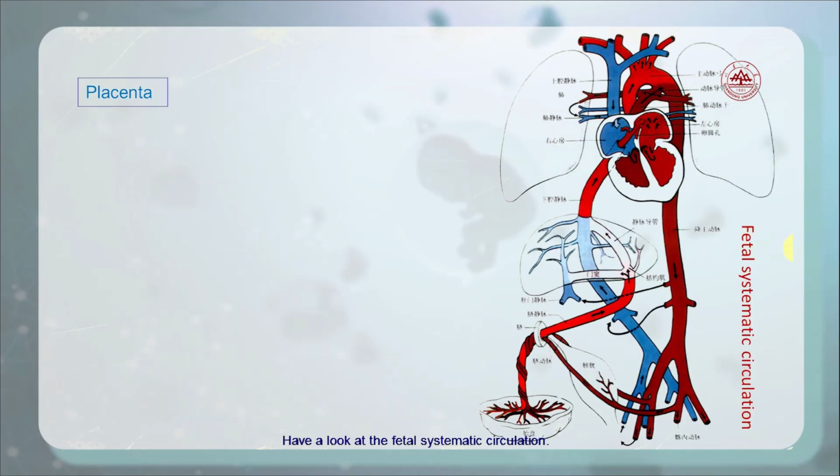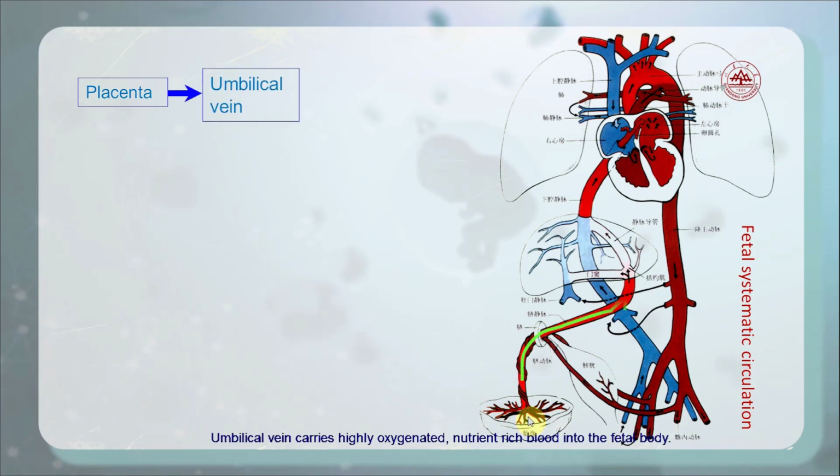Now have a look at the fetal systemic circulation. Let's begin from the placenta. In the fetus, placenta is the site of the material exchange. Umbilical vein carries highly oxygenated blood into the fetal body.